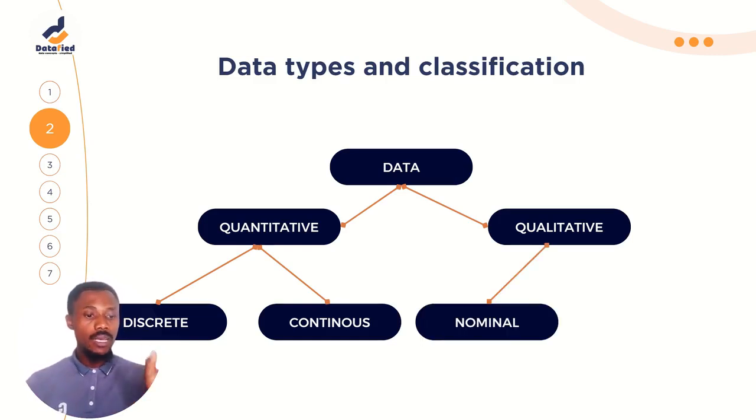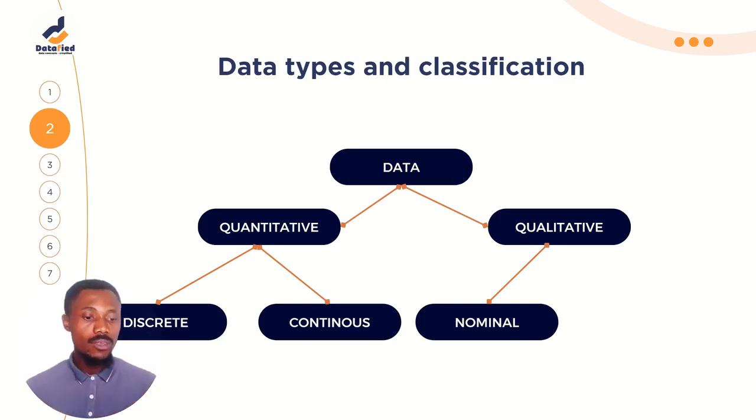Qualitative data can be nominal. Nominal data type is any qualitative data that is usually categorical, but no order can necessarily be placed on such data. When you have nominal data, you cannot directly place order on such categorical or qualitative data. A perfect example would be gender, male, female. Male, female is an example of nominal qualitative data.